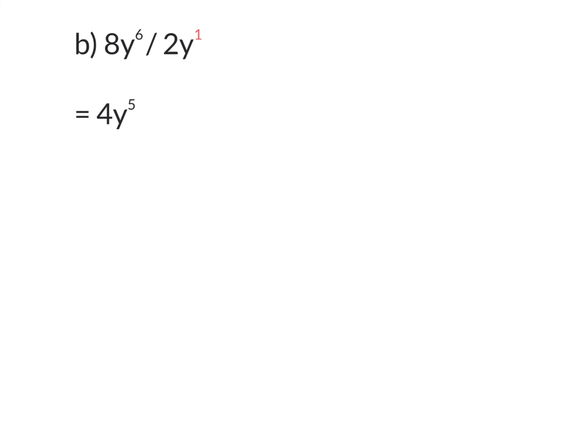With my second one with the division, it's the same thing when we first start. 8 divided by 2 is 4. Then when we divide, we subtract our indices. So y to the 6 divided by y, which has got an imaginary 1, so we do 6 minus 1, which is 5. So that gives me an answer of 4y to the 5.